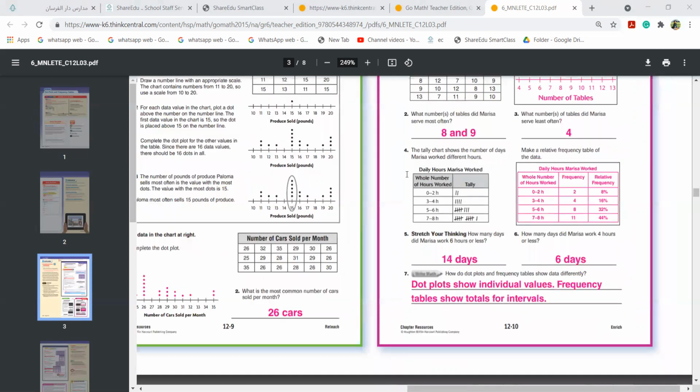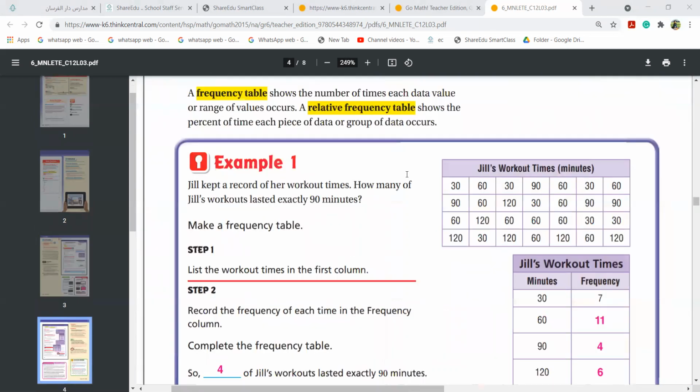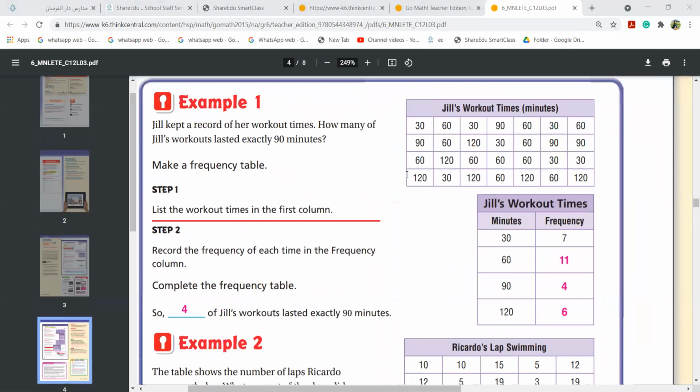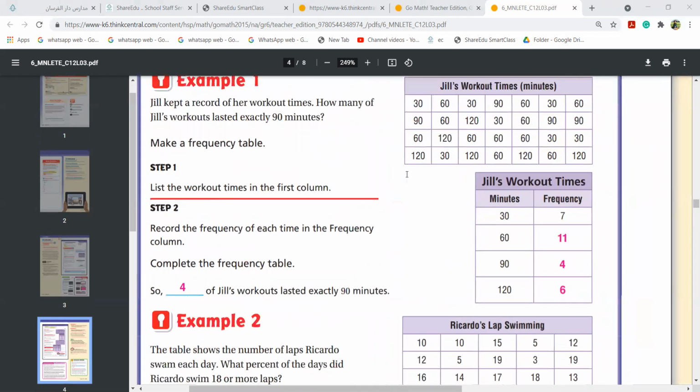All right. Let's go to another question now. Jill kept a record of her workout times. How many of Jill's workouts lasted 90 minutes? Exactly. How many 90 minutes? Okay, for 30, it was 7. For 60, if we count, we have 11. For 90, we have 4. 4 frequency. For 120, we have 6.